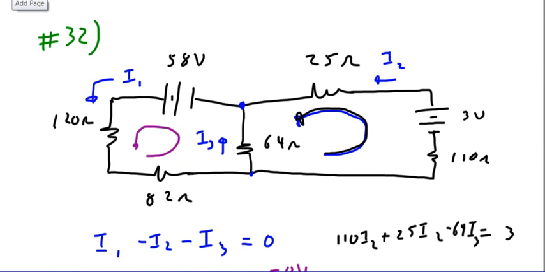Okay. Next problem we're going to do is number 36. Determine the currents I1, I2, and I3. Assume the internal resistance of each battery is 1 ohm. What is the terminal voltage of the 6-volt battery? Okay, so that's what we're going to do.